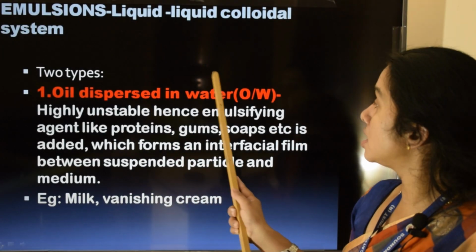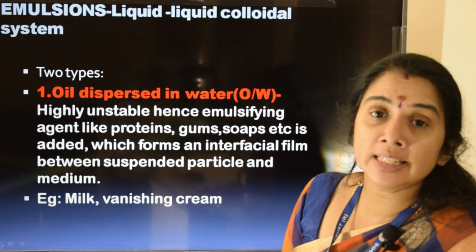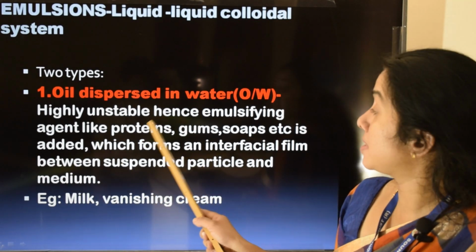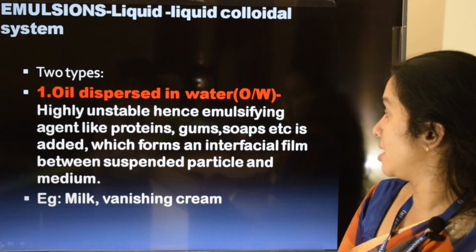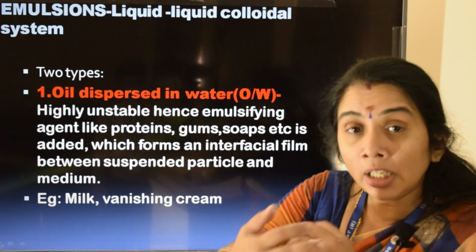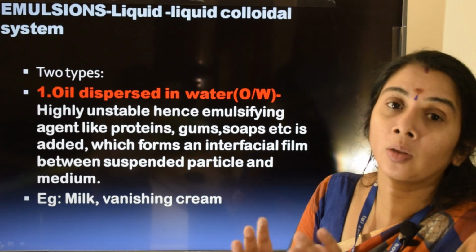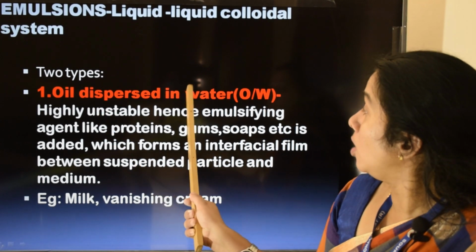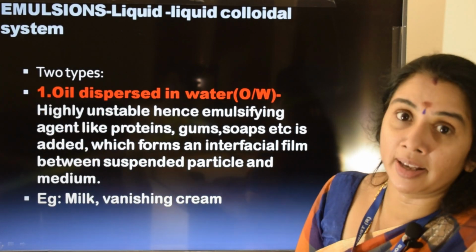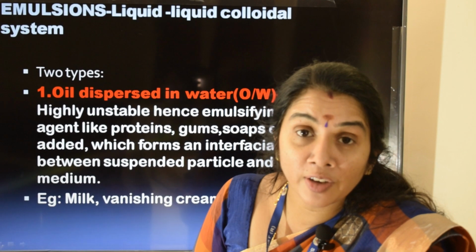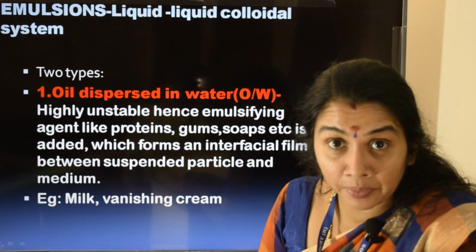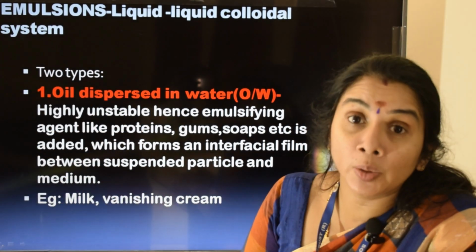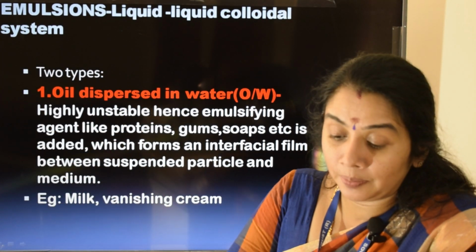Oil dispersed in water emulsions are highly unstable, hence emulsifying agents are added to such mediums, such as proteins, gum, soap, etc., because they form a coating around the droplets and prevent them from separating into two layers. An example of oil in water type is milk, vanishing cream, etc. So oil is the dispersed phase and water is the dispersion medium, and the emulsifying agents added are soap, gum and proteins to prevent the coagulation.